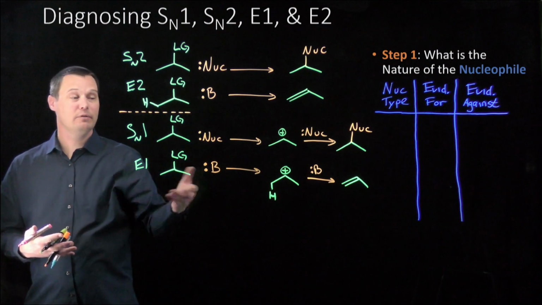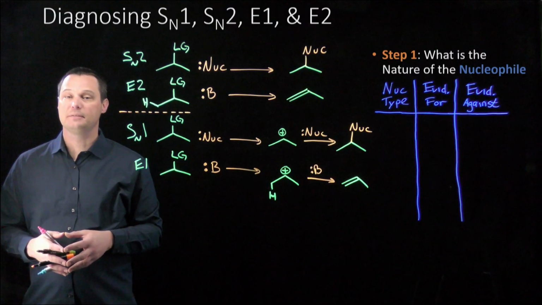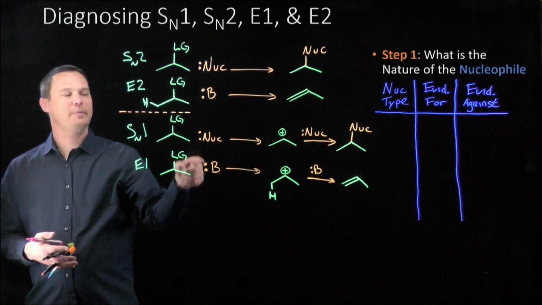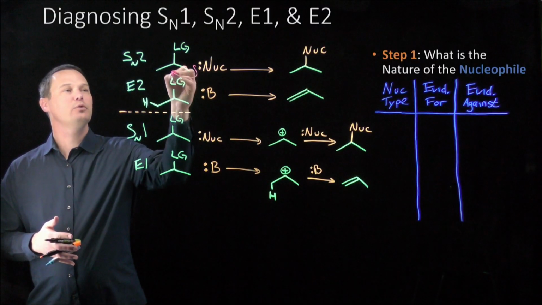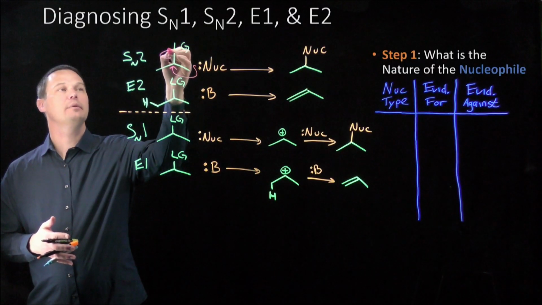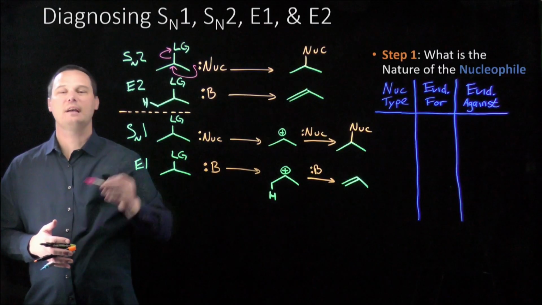So what is it about the nucleophile or base that will allow us to predict these reactions? First, let's look at the mechanisms from the perspective of the nucleophile or base. In an SN2 mechanism, the nucleophile uses its lone pair to directly attack the electrophilic carbon, directly kicking out the leaving group, giving us our substituted product.